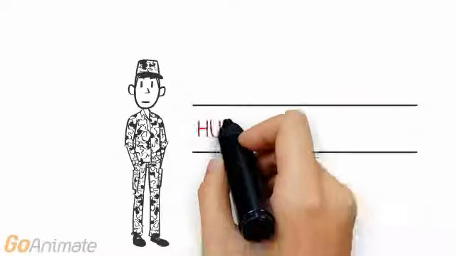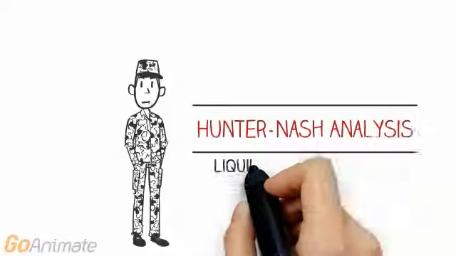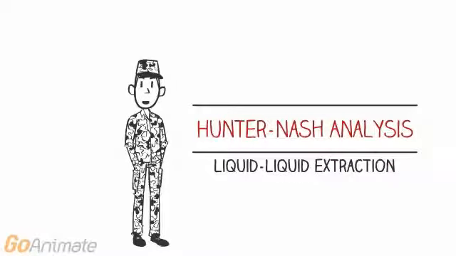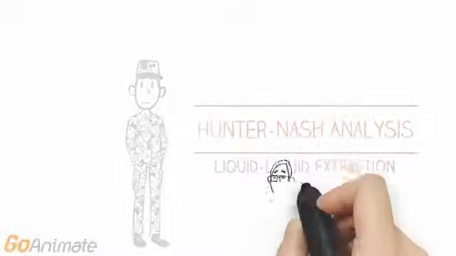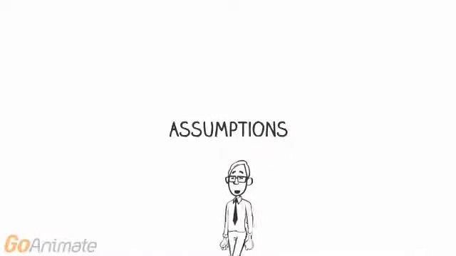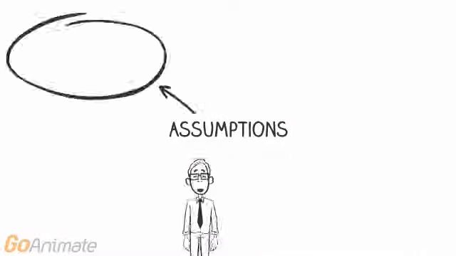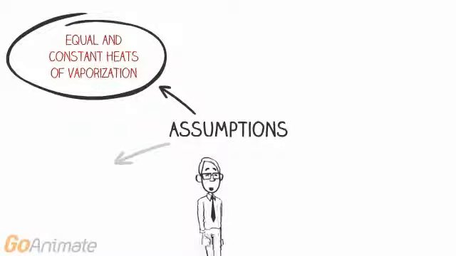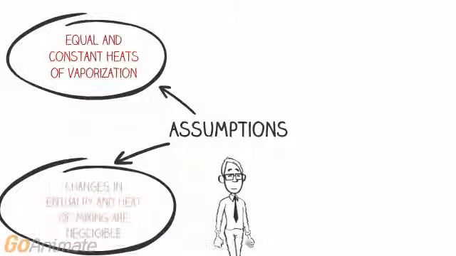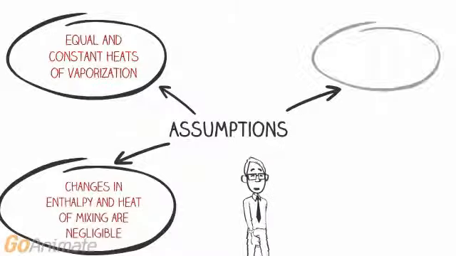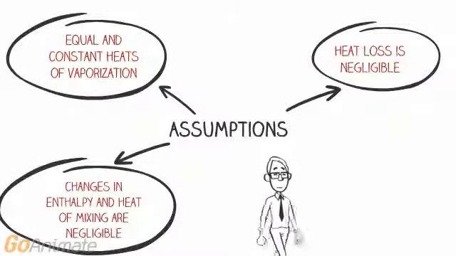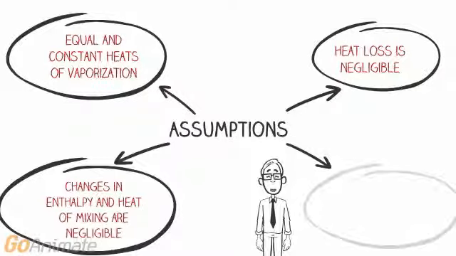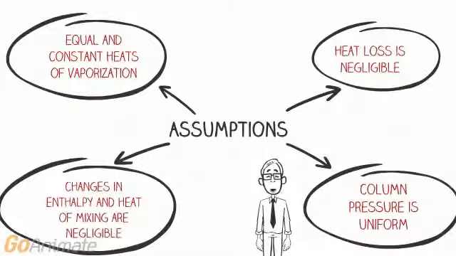In this video, we'll be using the Hunter-Nash graphical method for a liquid-liquid system. The Hunter-Nash method employs four assumptions. First, the two components are considered to have equal and constant heats of vaporization. Additionally, changes in enthalpy, heat of mixing, and heat losses from the column are negligible. Lastly, the column pressure is uniform, or in other words, there is no pressure drop.